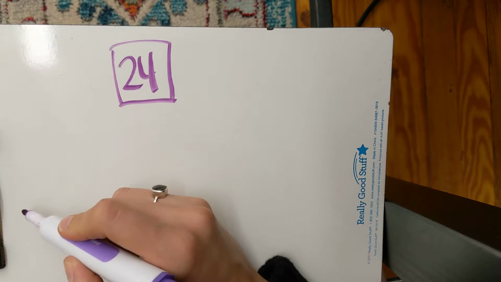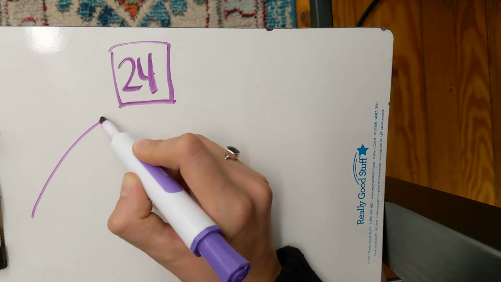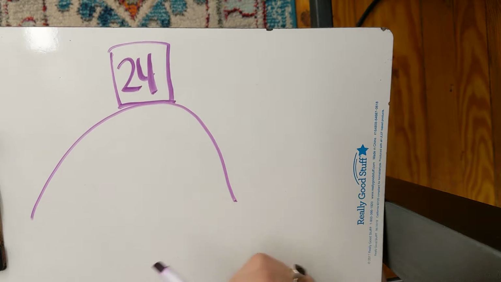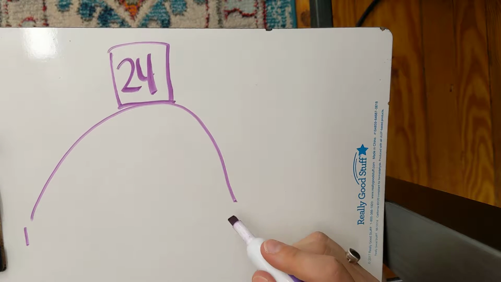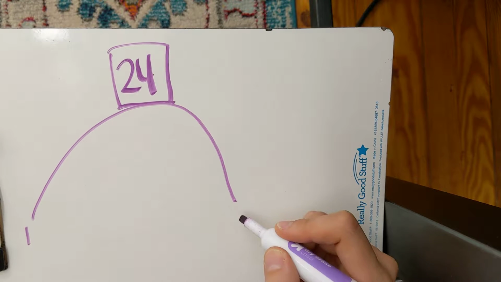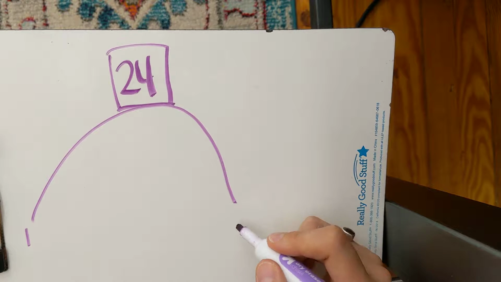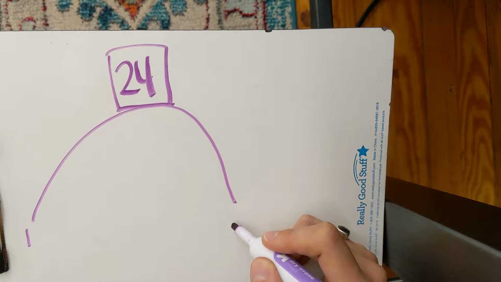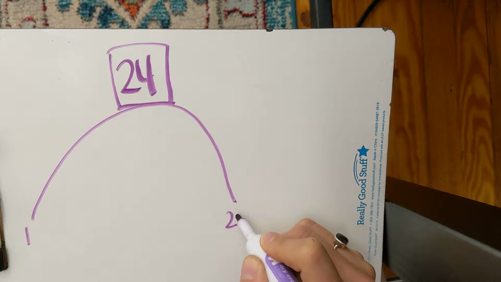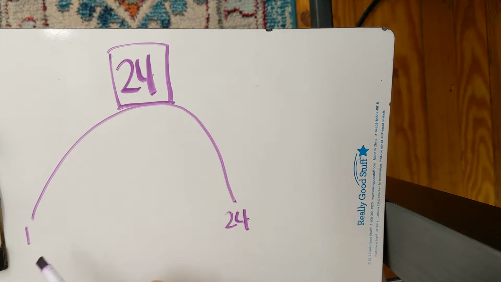Now, I think we all know this, and this is kind of the easiest one, but we always want to start with 1, because 1 is a factor of every single number. In your head, you can think 1 times what equals 24? 1 times 24 equals 24. Okay, that's our first factor pair, 1 and 24.